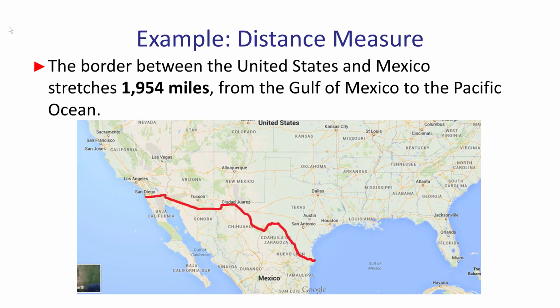I want to give you another example of distance measure, which shows how wrong we could be about distances and our understanding of distances. For example, Wikipedia says that the border between the United States and Mexico stretches 1,954 miles from the Gulf of Mexico to the Pacific Ocean, and this is shown here by that red line on the map. Now, the question is how actually they measured that.